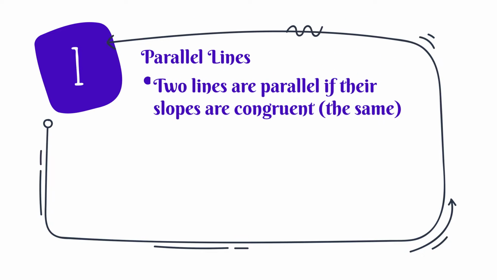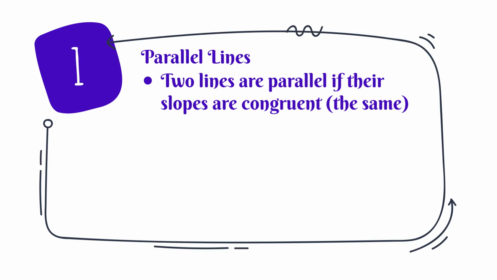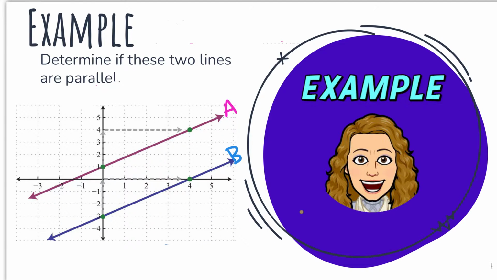Parallel lines: two lines are parallel if their slopes are congruent. Congruent means the same. So in this example, it says determine if these two lines are parallel. So we've got line A and line B.